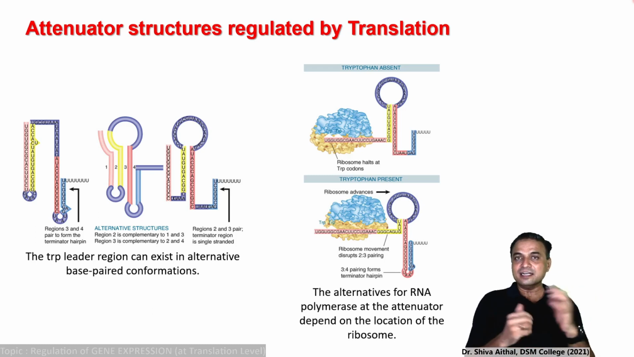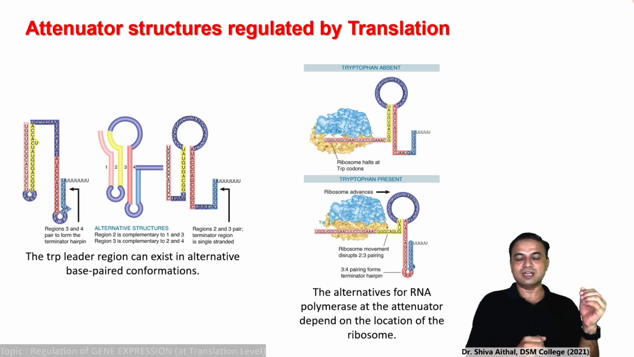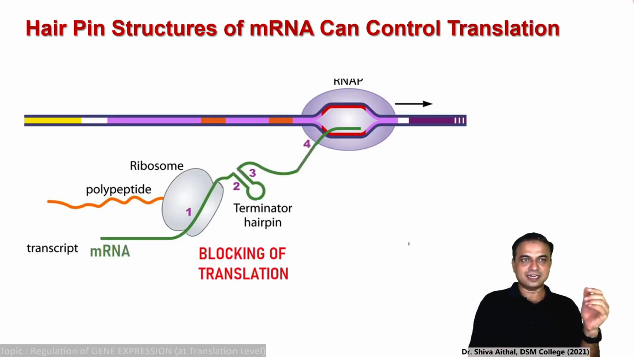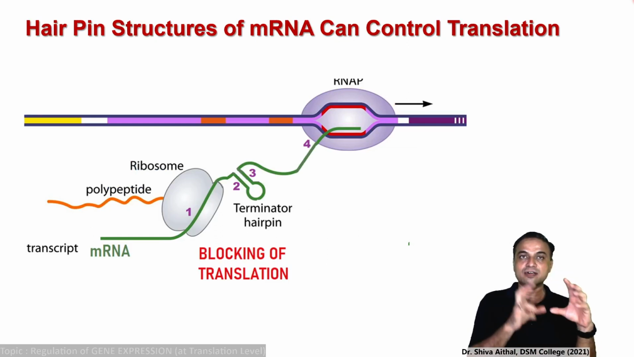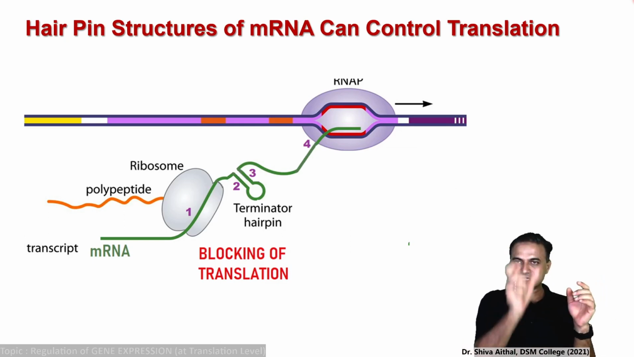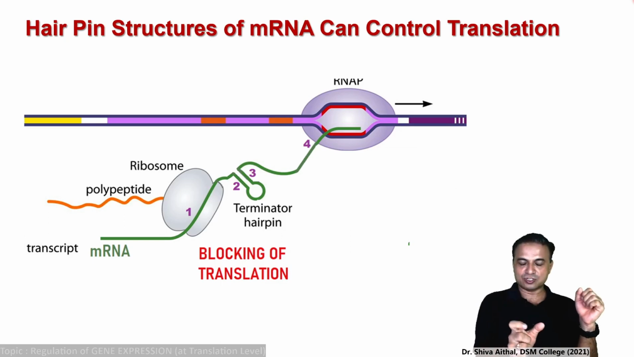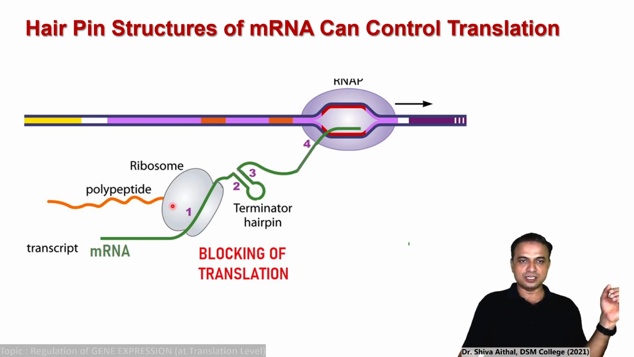So the alternatives for RNA polymerase at the attenuator depend upon the location of the ribosome. We know that very well. So this is the second type of control, which is called the attenuator, where the stem or stem and loop or the hairpin-like structures are formed. If only a stem is formed, it is called a hairpin structure. If a stem and loop is formed, it is called a hairpin and loop or a stem and loop structure, as shown here.